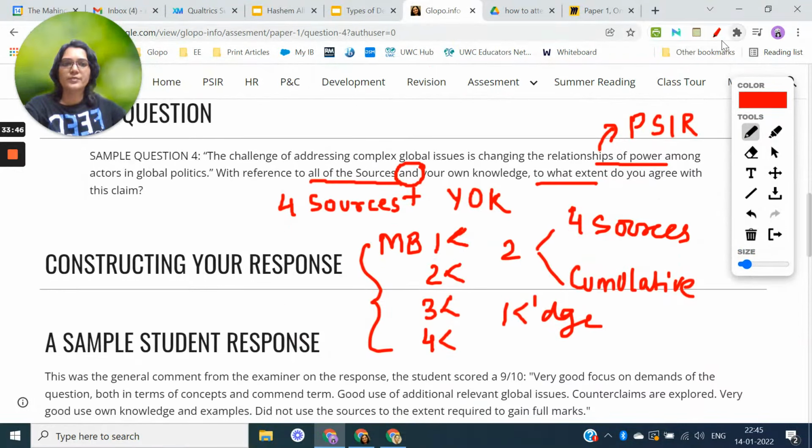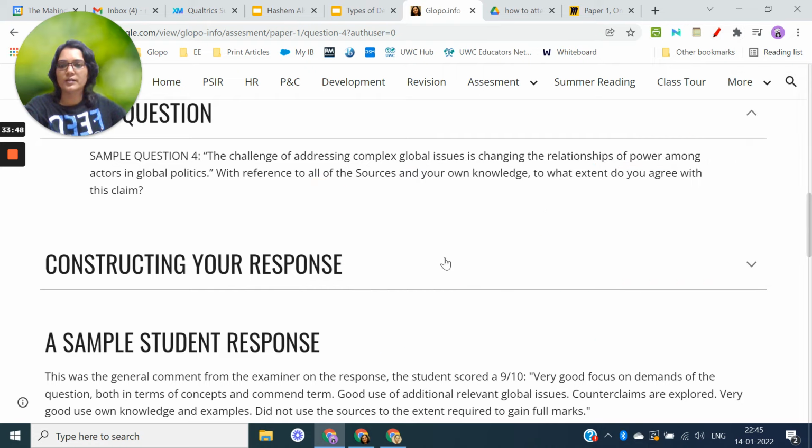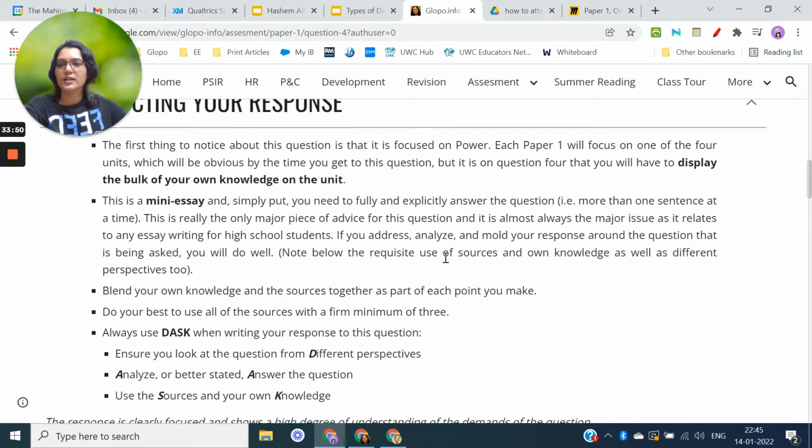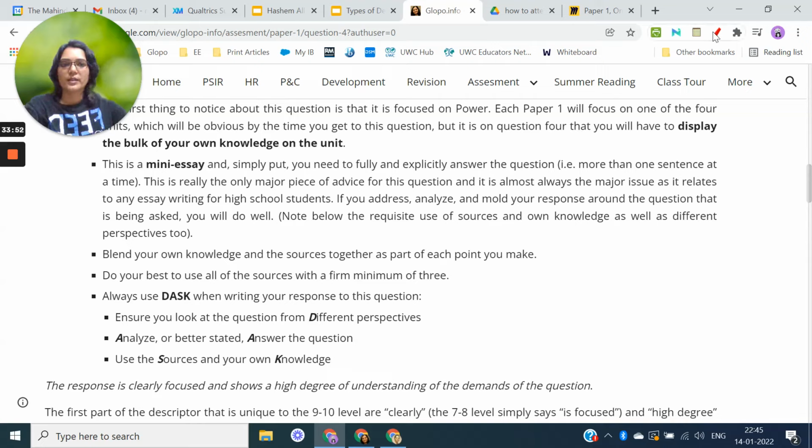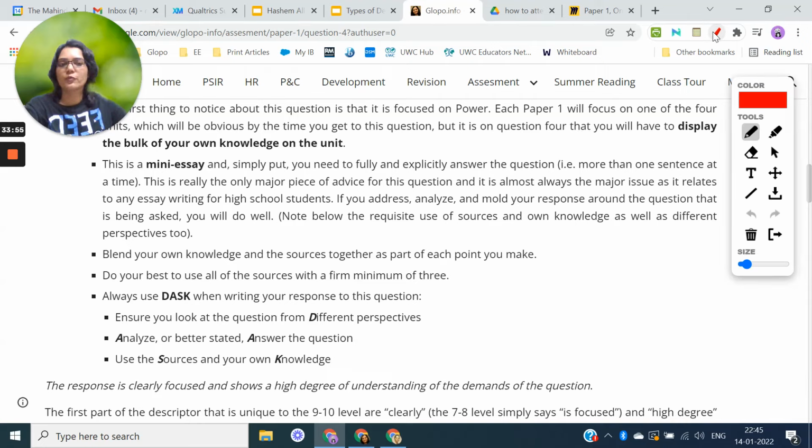Yes, we have missed this one. Now remember I was telling you that I would be giving you one formula. So this is the formula for question number 4. DASK. D means different perspectives need to be there. A means you need to analyze or answer the question properly. S means use the sources. K means use your own knowledge. Wherever you lack, you will lose your marks. Clear?